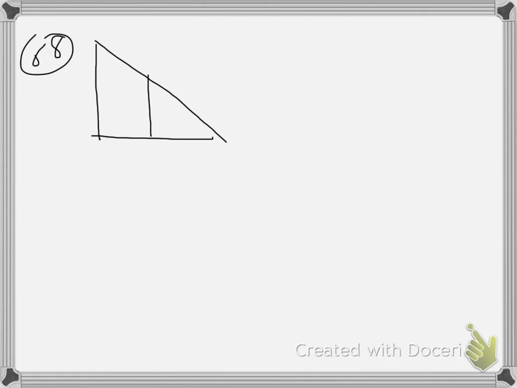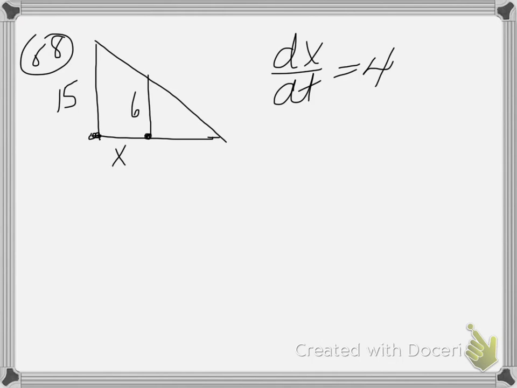Okay, so this lamppost is 15 feet, this guy is 6 feet. Now, it's saying that he's walking away from the base of the street light. So this is the base of the street light. So from here to here, he walked away. You can call that any variable. I'm just going to call it x. He walked away at a rate of 4 feet per second. So dx/dt equals 4.